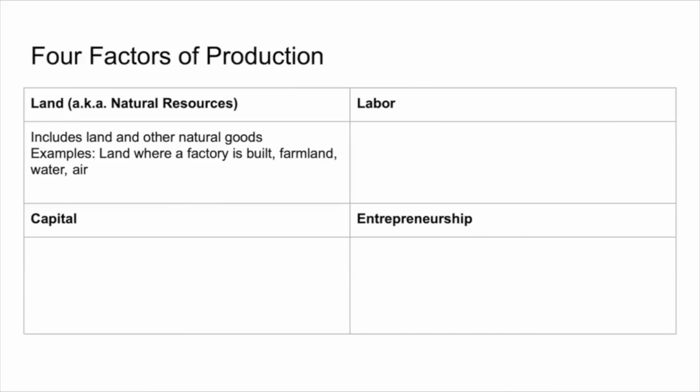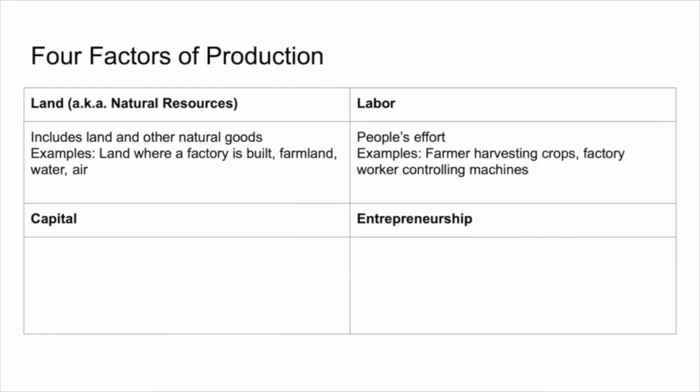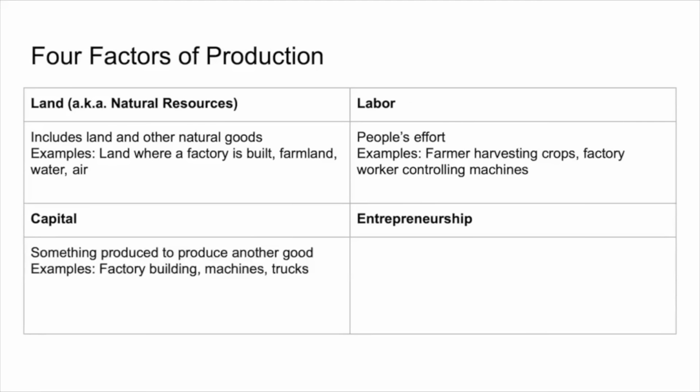Resources are grouped into 4 factors of production. The first is land, also known as natural resources, because it includes not only land, but also other natural goods such as water and air. So this is basically anything that comes from the environment. Labor is people's effort, so this is any worker that you can think of.